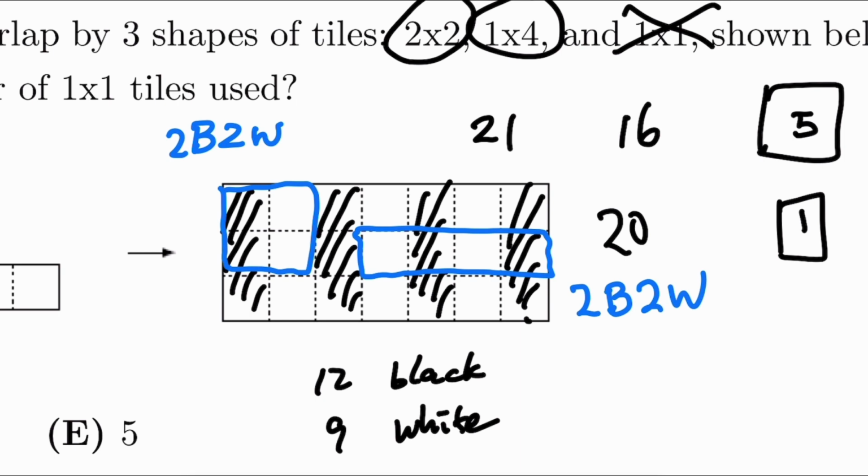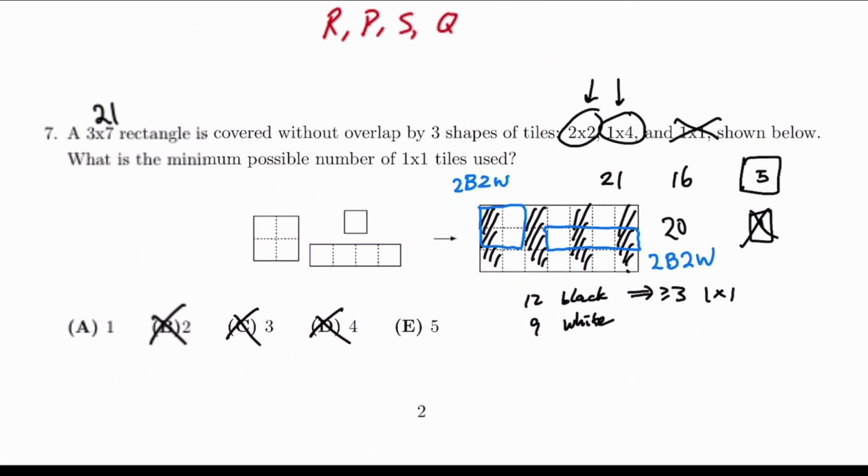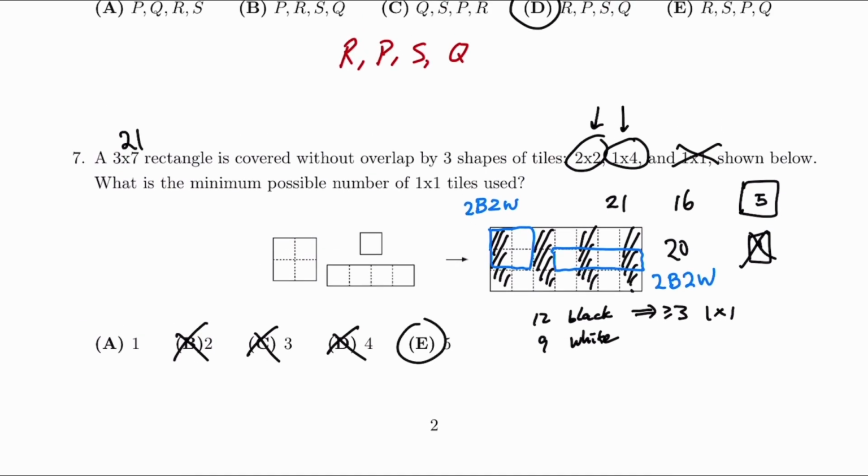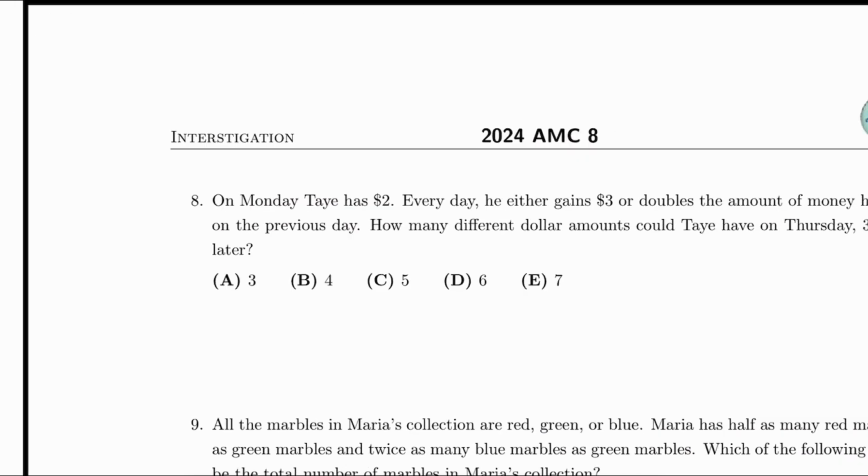And because there are 3 more black cells, those 3 black cells are inevitably going to give 3 1x1. So we need at least 3 1x1s, therefore 1 is impossible, and thus our answer is going to be E5. All right, let's move on to number 8.